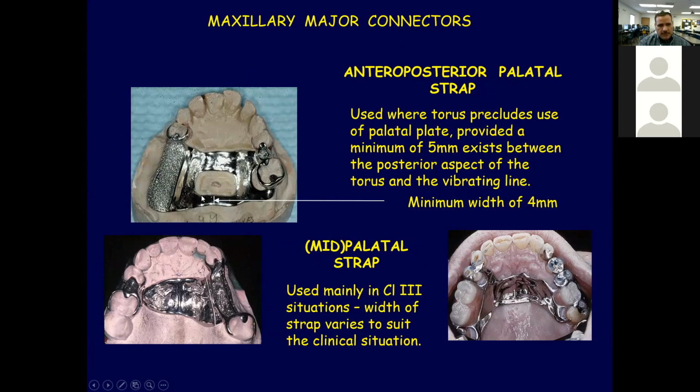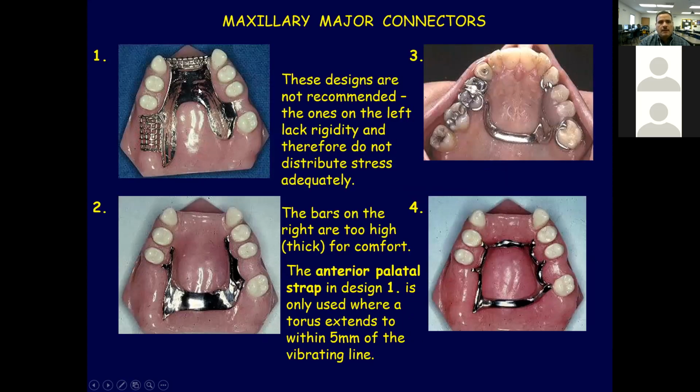Another type of major connector is the anterior posterior straps. Here, it's rigid, it's very strong, but some patients will like the space here so they can feel their tissue. Some people will like the whole palate to be covered. And this is a type of major connector. This is another one, single strap major connector. This is another type. These are maxilla.